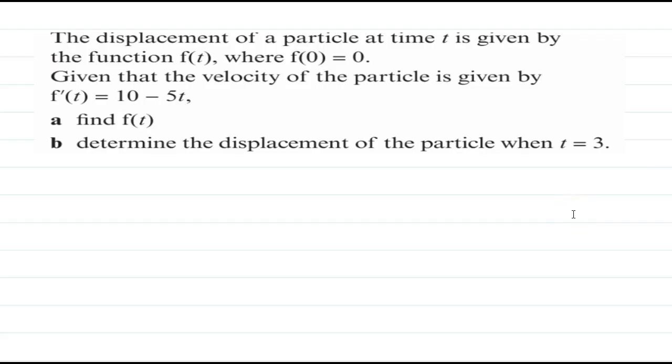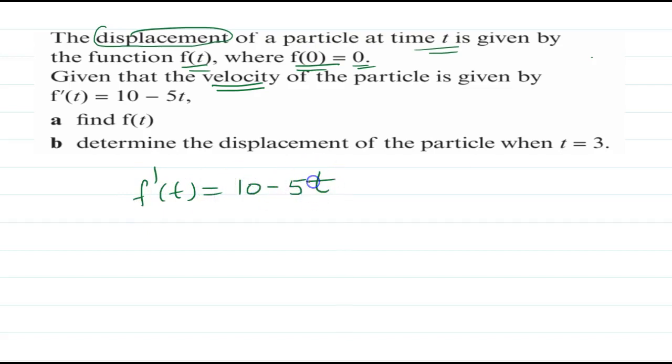In this question, the displacement of a particle at time t is given by the function f(t). So we are given displacement, right? The displacement of a particle at time t is given by f(t), and it is given f(0) equal to 0. Given that the velocity of the particle is given by f'(t), let's write down here f'(t) equal to 10 minus 5t, and you need to find f(t). So you know this is the first derivative.